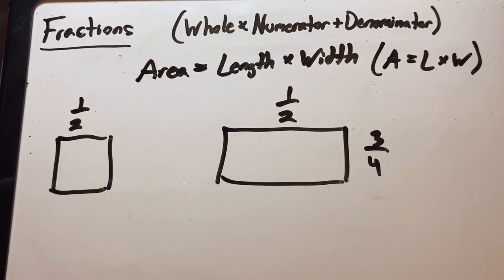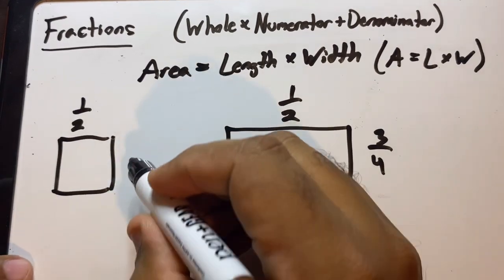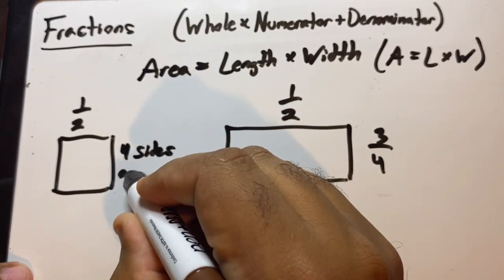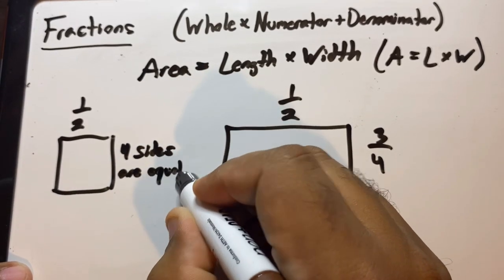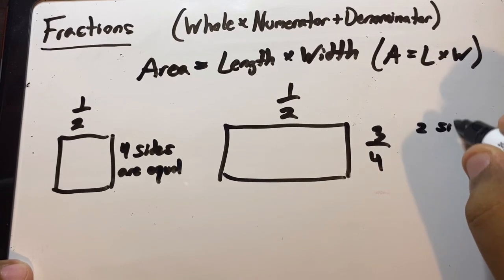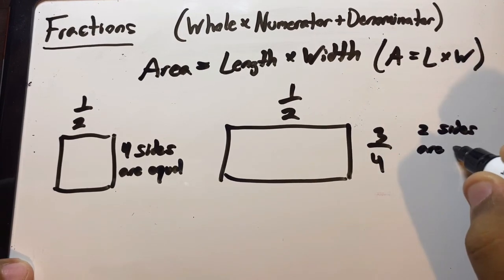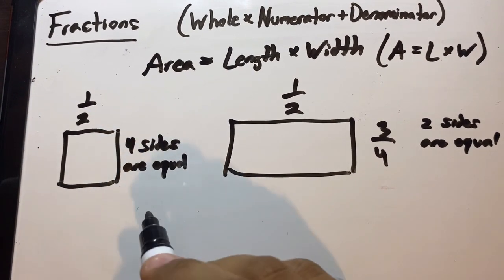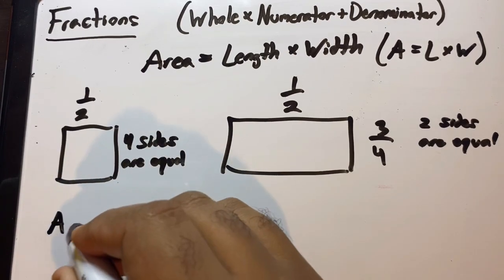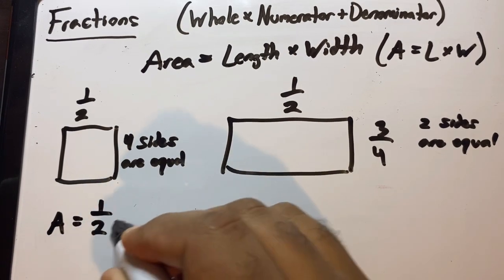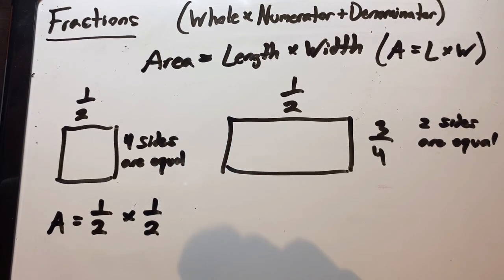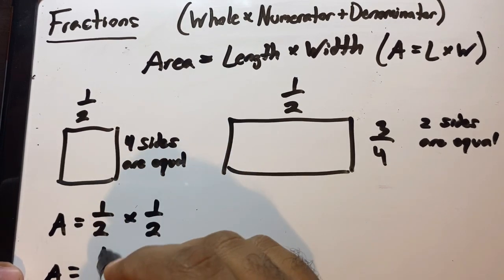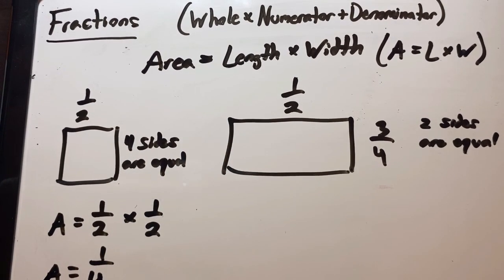So if I were to say, what is the area of this square? Well, squares, 4 sides are the same. All 4 sides are the same. 4 sides are equal. For rectangles, only 2 sides are equal. Okay? So in this case, the area of this square, which is A, is going to equal 1/2 times 1/2. And that's a really easy equation, because that means the area is just 1 times 1 is 1, and then 2 times 2 is 4. That is the area of a square.